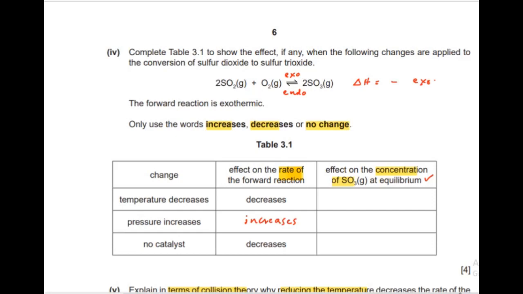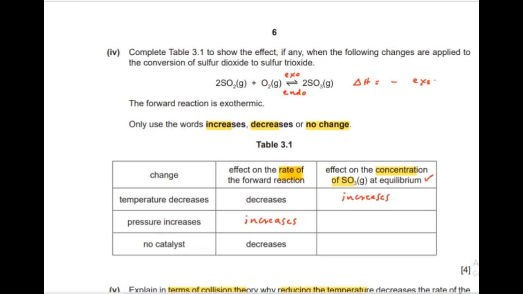Now, if the temperature decreases, as the forward reaction is exothermic, the decrease in temperature will favor the forward reaction, as the forward reaction proceeds by releasing heat. So if you decrease the temperature, the equilibrium shifts to the right. If equilibrium shifts to the right, definitely the yield of sulfur trioxide will increase, so the concentration of sulfur trioxide in the equilibrium mixture increases. Then pressure increases.